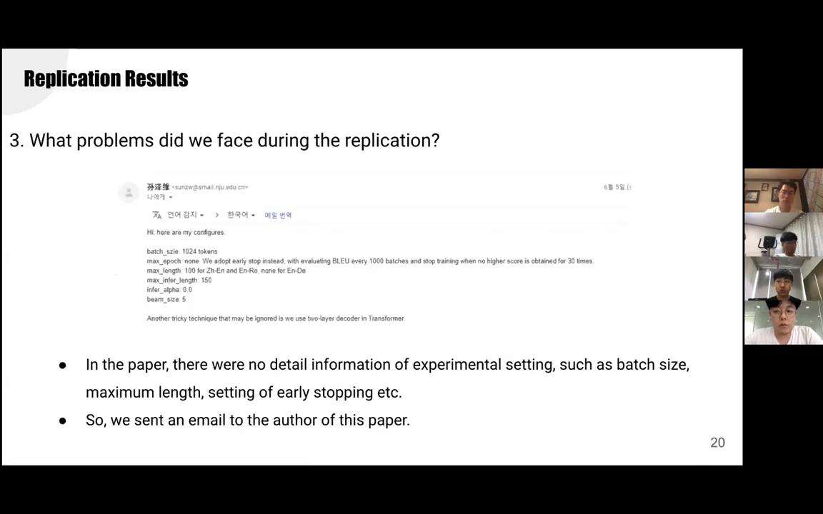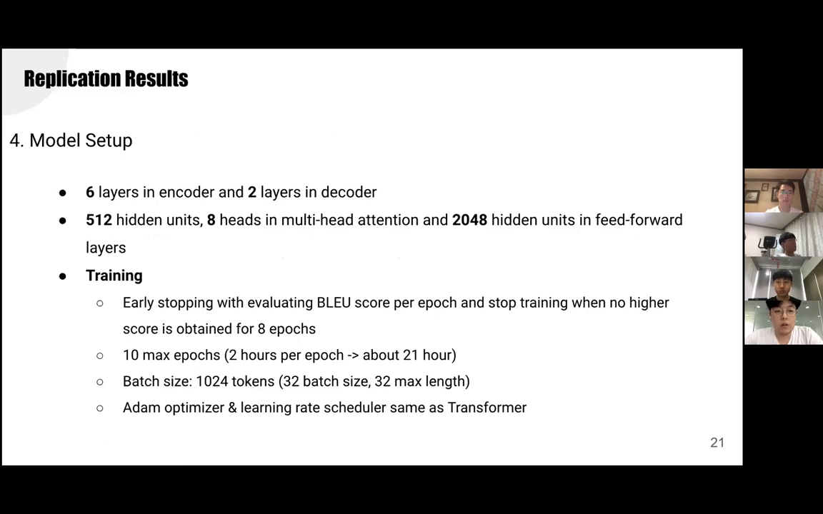We faced some problems: in the paper there was no detailed information on the experimental settings, such as batch size, maximum length, and setting up early stopping. So we sent an email to the author of this paper. We set up the model configuration like this. There are 6 layers in the encoder and 2 layers in the decoder. In the training process, we adopted early stopping, and it took 2 hours per epoch. So it took about 21 hours for full training.